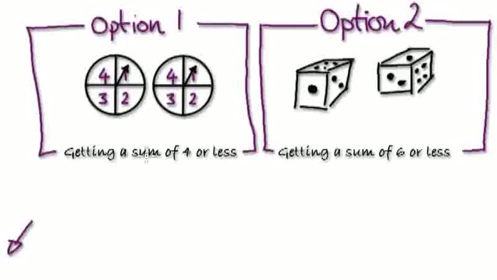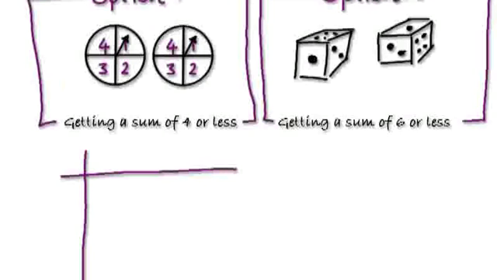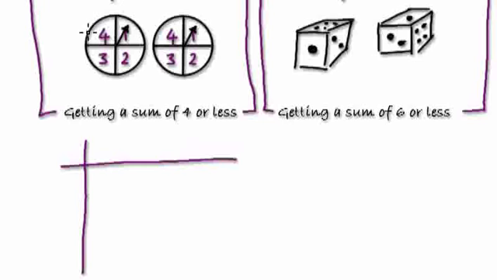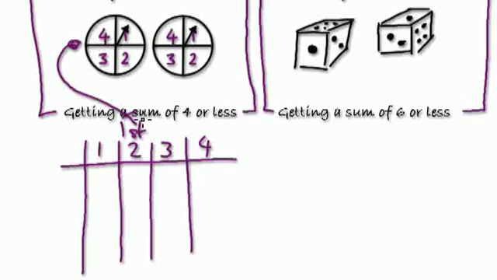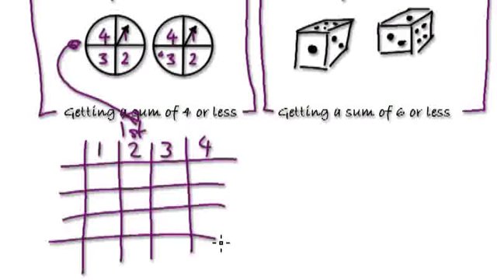Okay, so here again with probability, you're trying to draw a map of all the things that could happen. So option 1 here, each spinner has four outcomes. So let's create four here. So you could get a 1, 2, 3, 4. So this could represent our first spinner. And then again you're going to have 4 again. So 1, 2, 3, 4.